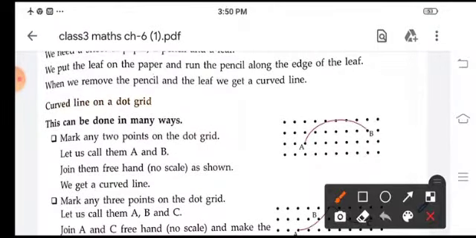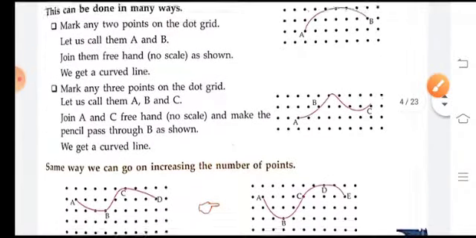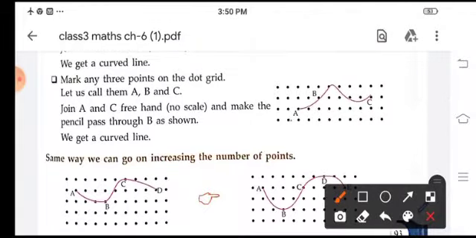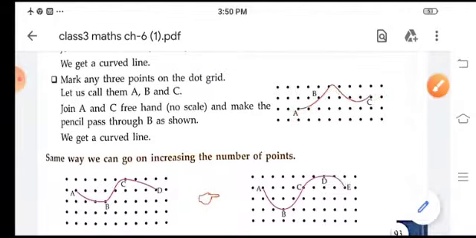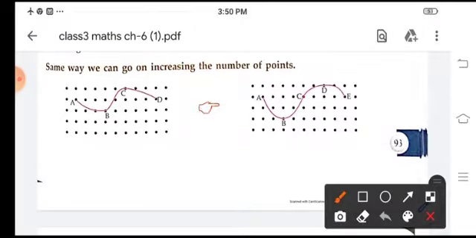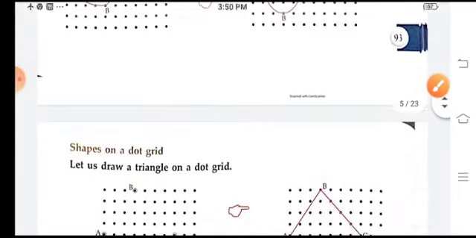So here, curved line. See, if we put 2 points A and B here, then we join the line and it is a curved line. Okay, next, if we have taken 3 points A, B and C, and we have joined first A to B, then B to C, then this is a curved line. Next, again, we have taken 4 points A, B, C and D. So we have drawn first A to B, then B to C and C to D. So in this way we can draw lines on the dot grid.